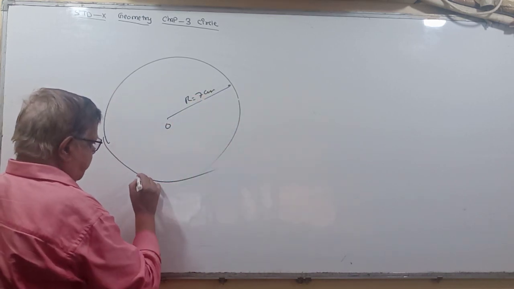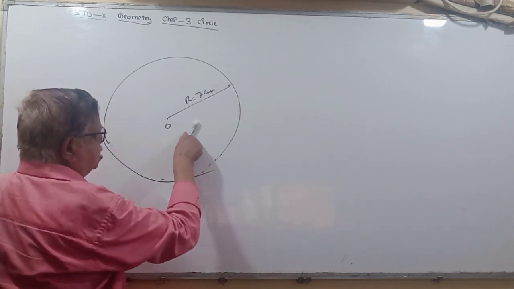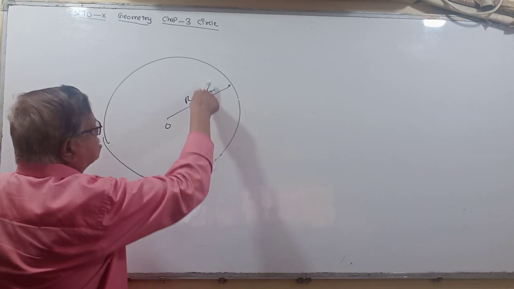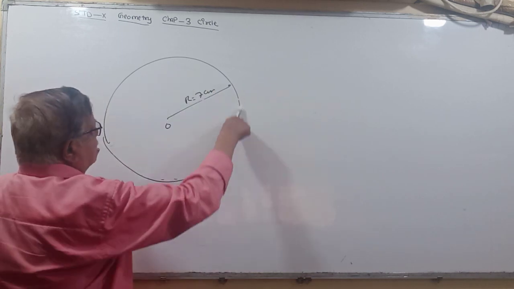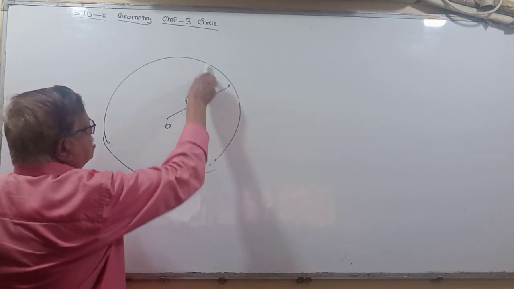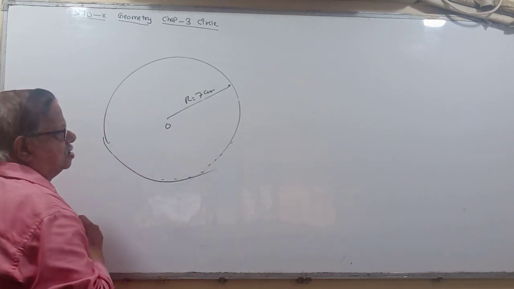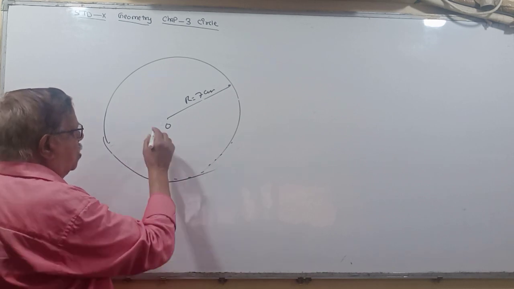Every point on this circle means only this. This is the interior, this is not the circle. Circle means this curved line. This is outside the circle, this is inside the circle, this is the circle. Every point on the circle is 7 centimeter from the center O.